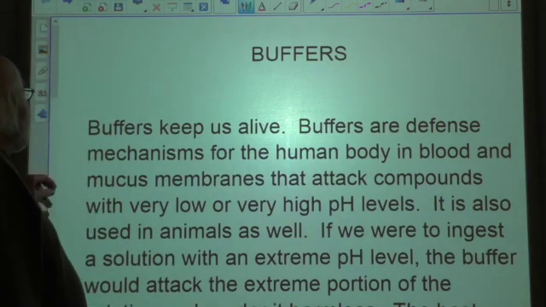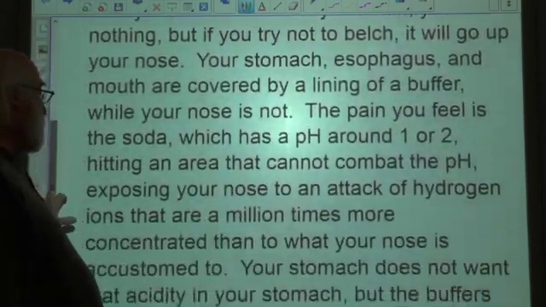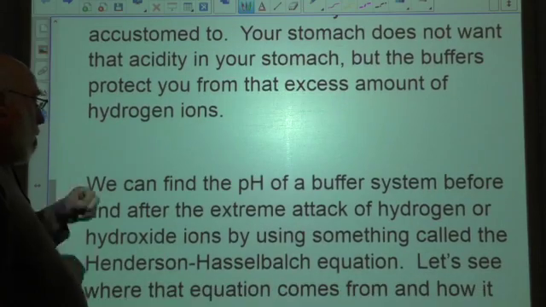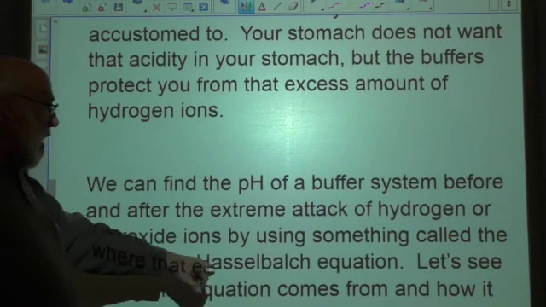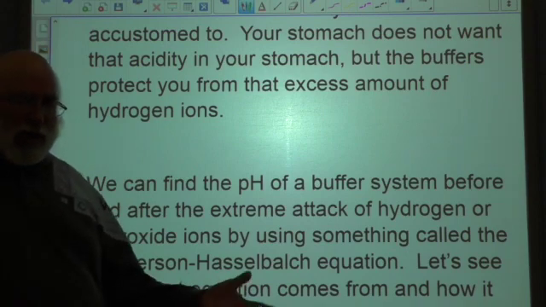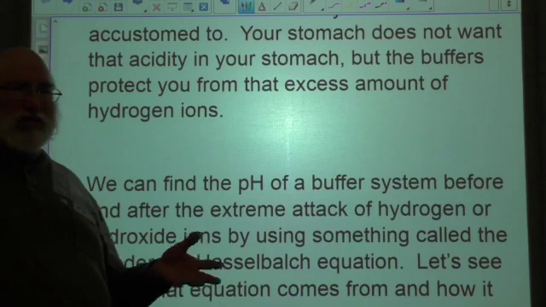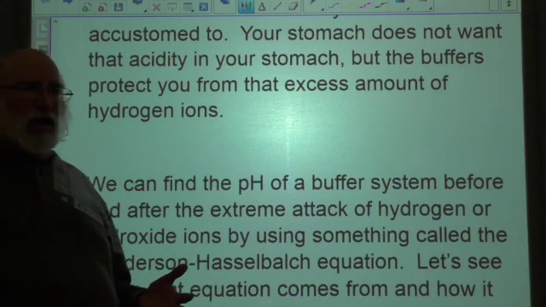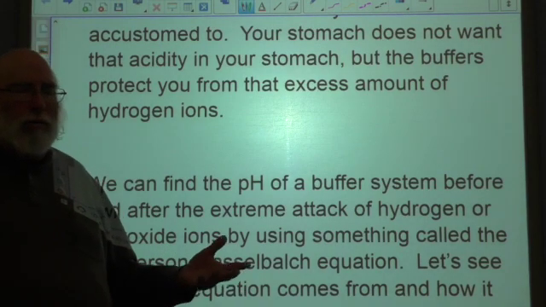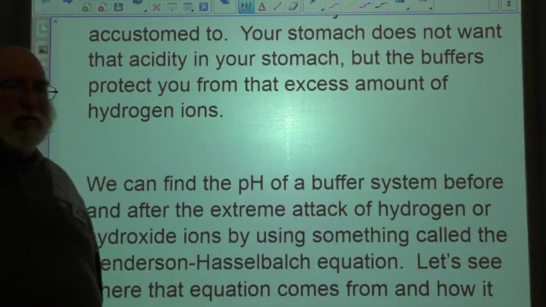So, in order to figure out how this works, we have to use something called the Henderson-Hasselbalch equation. Now, the way that we know that we have buffers in our system working for us is when we consume something like, say, a can of Coke or a bottle of Mountain Dew or whatever it is your soft drink of preference happens to be.